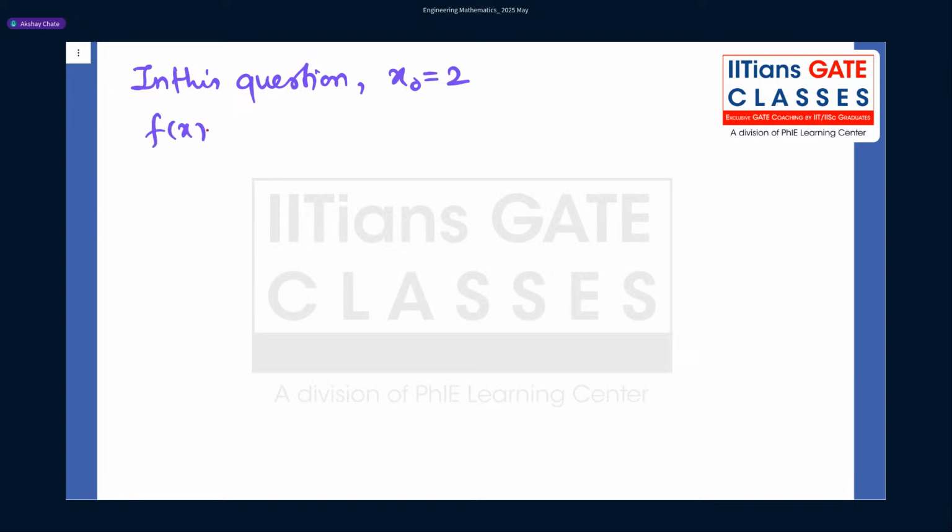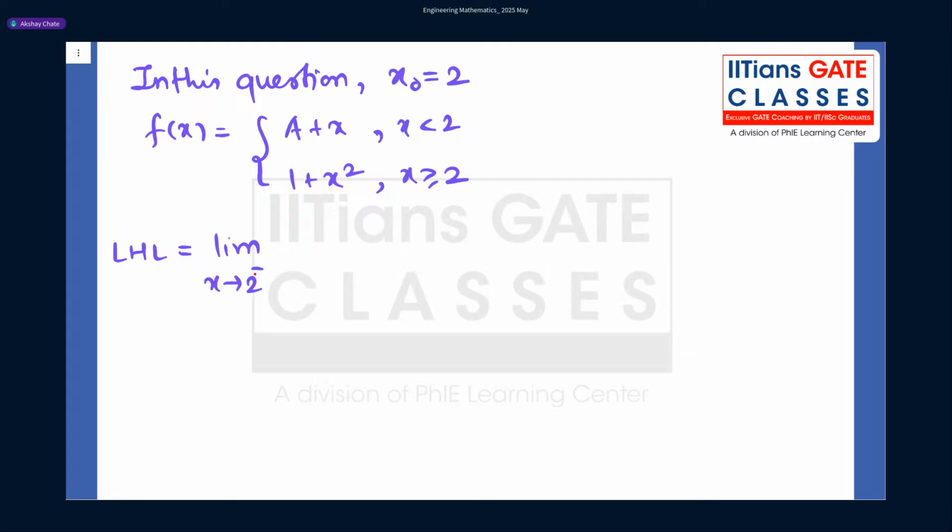and your f of x is of the form a plus x for x less than 2, and 1 plus x square for x greater than or equal to 2, right? So the left hand limit for this function, which is also called limit x tending to 2 minus of f of x. This minus sign is a superscript, so it does not mean that you take minus 2. That is wrong. It means you are approaching the value 2 from the left hand side.